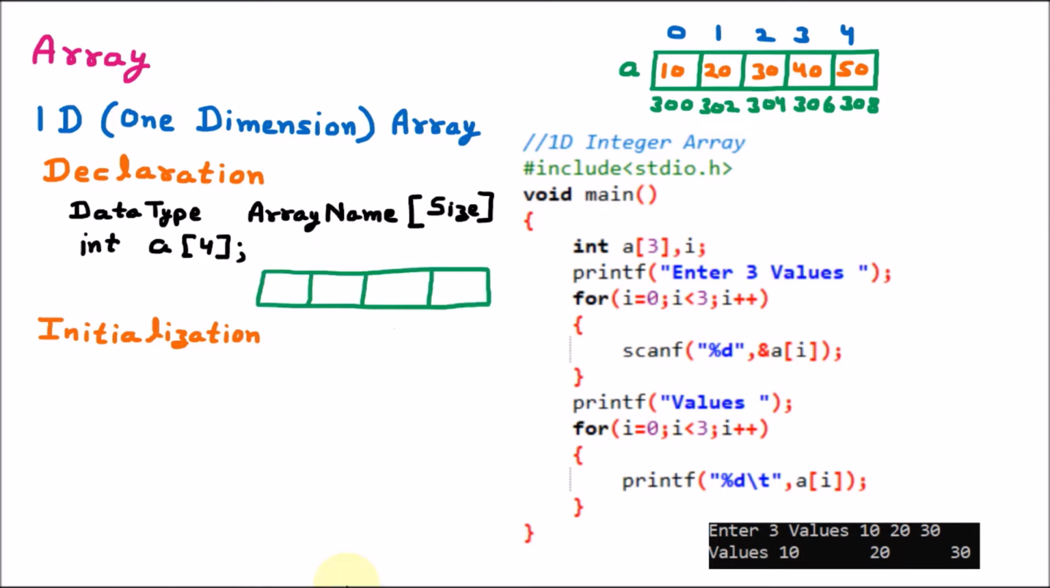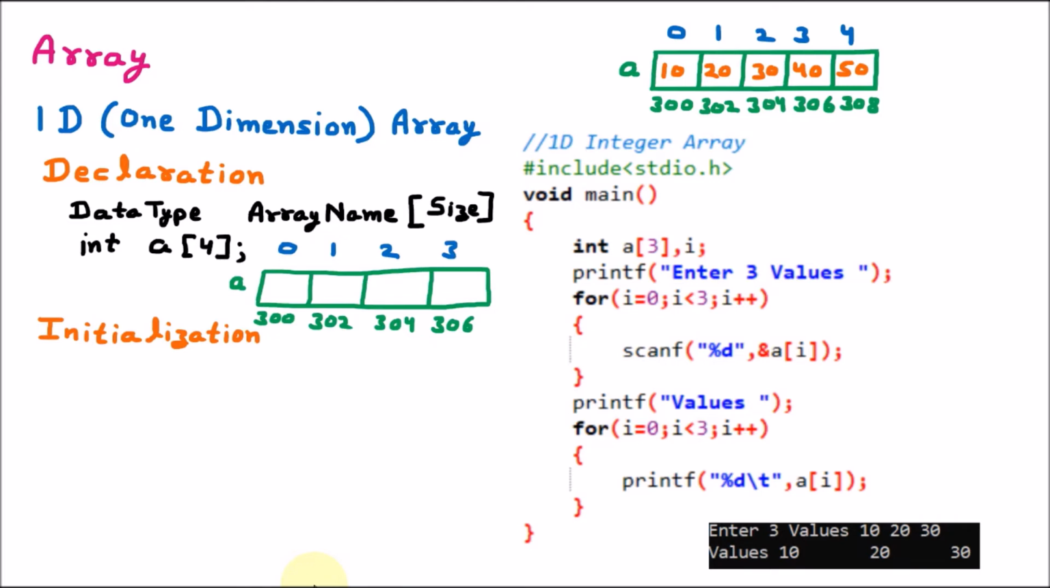So here the name of the array is A, and let us suppose the blocks have memory addresses at a spacing of 2, because an integer takes 2 bytes. So starting from 300, they will be 302, 304 and 306. An array can be accessed using the index value because of the sequential memory allocation. So here I am providing the index values, that is 0, 1, 2 and 3. So this is the range.